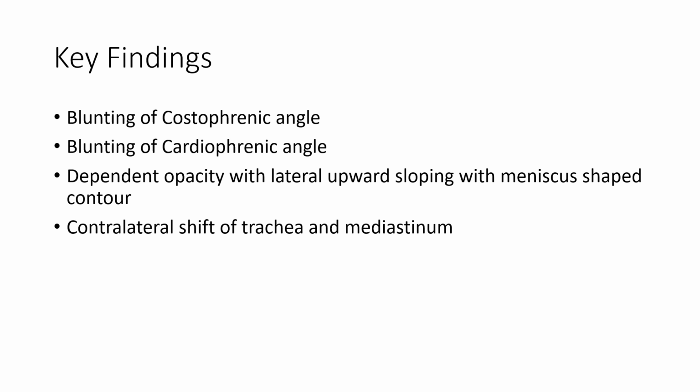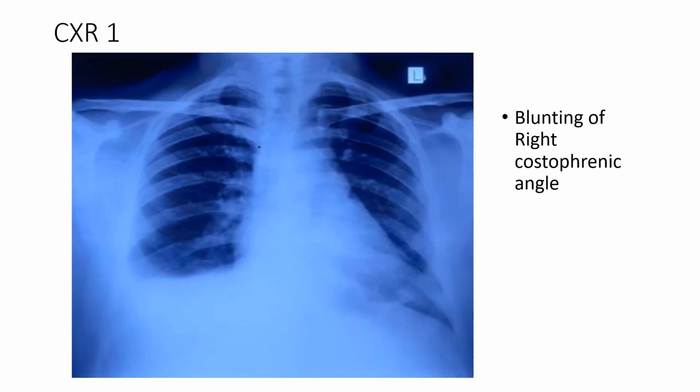Now let us move on to the X-rays. This is the first X-ray. I want you to focus on the lower zones of both X-rays. So here you have the right costophrenic angle and here you have the left costophrenic angle. You can note that the left costophrenic angle is quite sharp. In contrast, the right costophrenic angle is blunted. So it's pretty rounded and blunted. So this blunting indicates minimal pleural effusion.